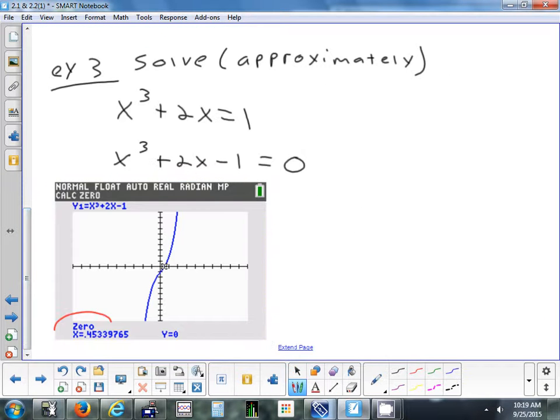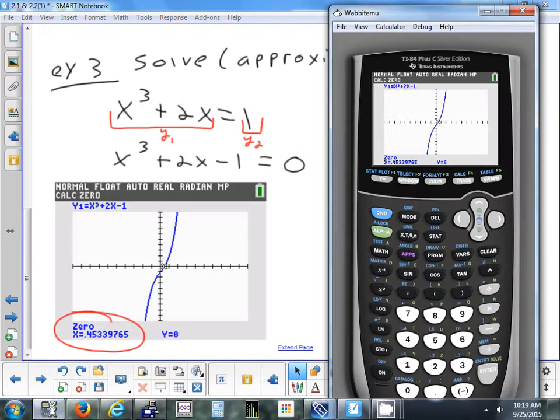So right there, 0.453. Now, another way you can do this problem, basically leaving it the way it's set up originally, rather than moving things from side to side, is take everything that's on the left, put that in y1. Take everything that's on the right, put that in y2. Okay, let me show you how this approach works. So we got x cubed plus 2x on the left, put that in y1. We got 1 on the right, we're going to put that in y2.